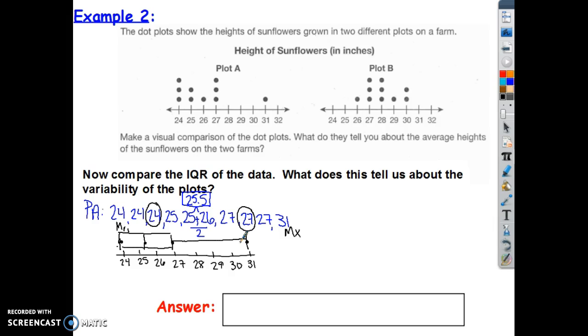And you're going to tell me, comparing the IQRs, the interquartile range, so the IQR for this would be 27 minus 24, which equals 3. If plot B has a larger IQR, it is more variable than plot A. It's not as consistent. If it has a lower IQR, that means it's more predictable and it has less variability. So whichever one is the larger interquartile range is going to be more variable.